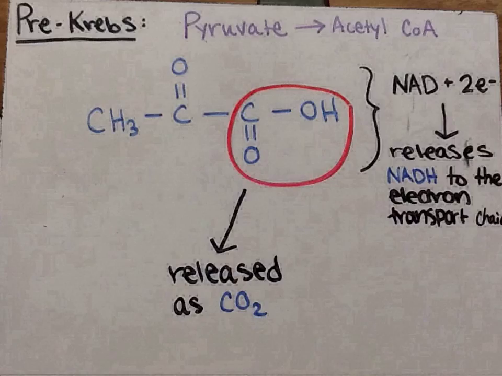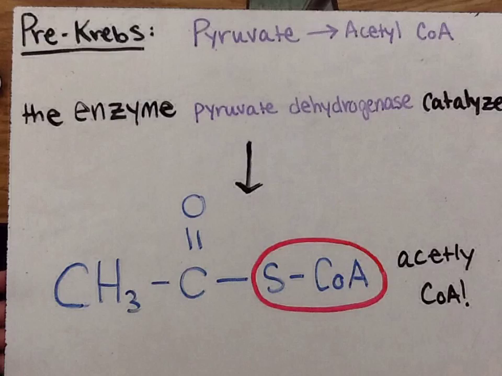In this reaction, pyruvate, a 3-carbon molecule, is decarboxylated, which means a carboxyl group is removed, and it forms a 2-carbon acetate. The carboxyl group is released as carbon dioxide. This reaction is catalyzed by the enzyme pyruvate dehydrogenase. The enzyme then adds a CoA and turns it into an acetyl-CoA molecule.